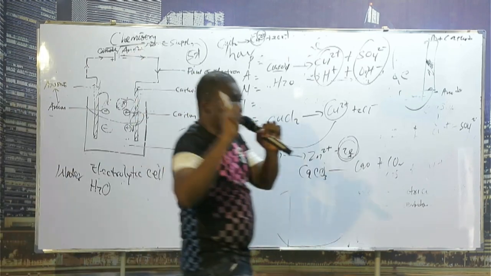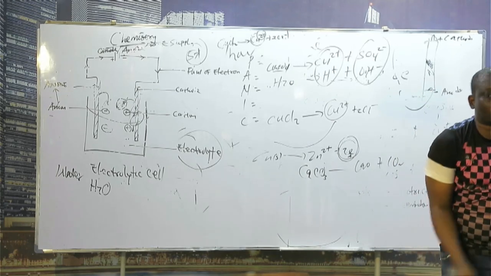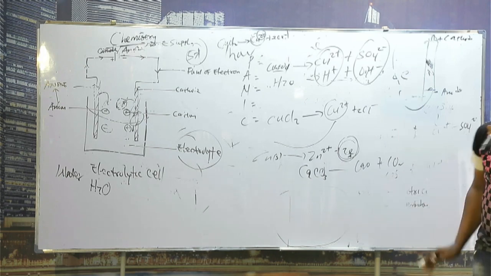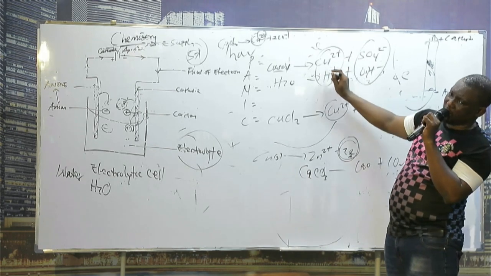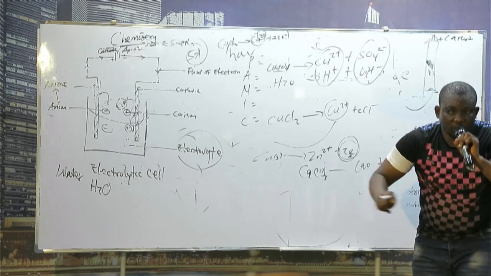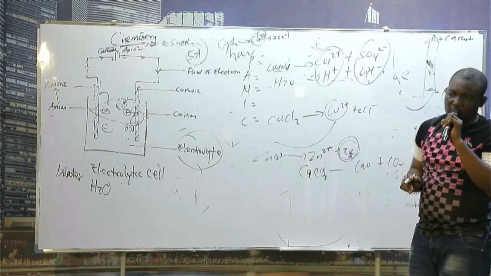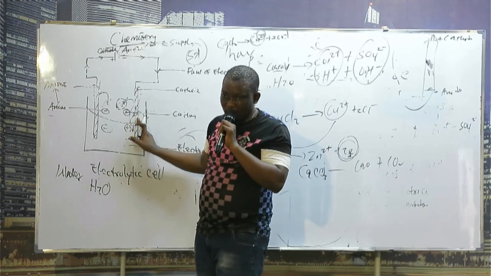Since there are two that will compete, one will be selected. And for you to know which one will be selected in preference to the other, you must know the factors necessary for discharge of ions. That is where you know one factor is position. Between these two, which one is lower? The lower the cation in the series, the greater the ease of discharge. Between copper and hydrogen, which one is lower in the series? Copper. So copper is discharged at the cathode.